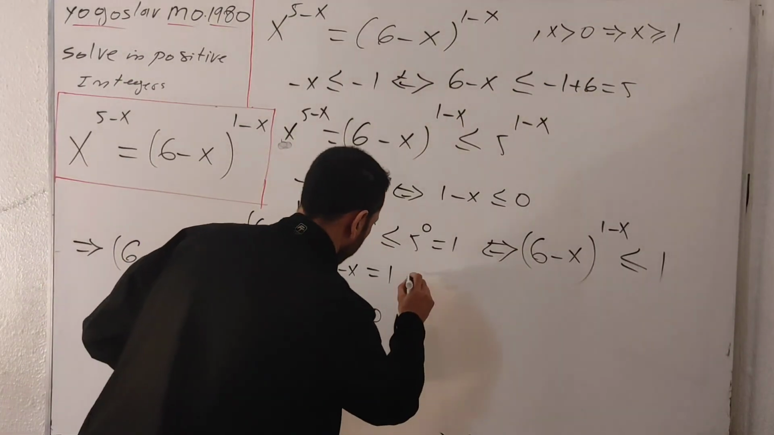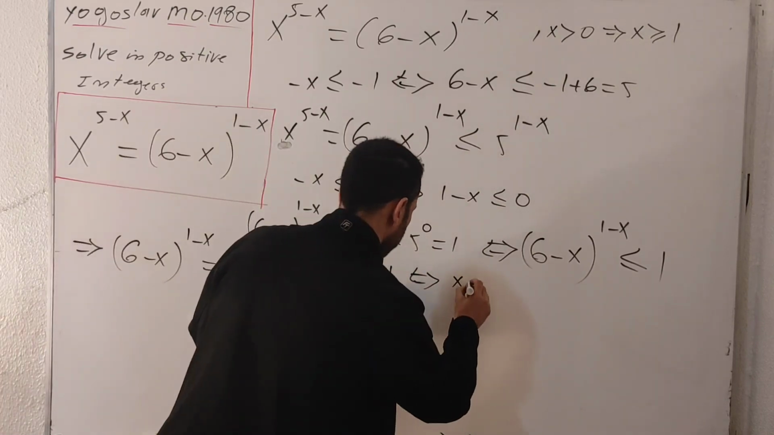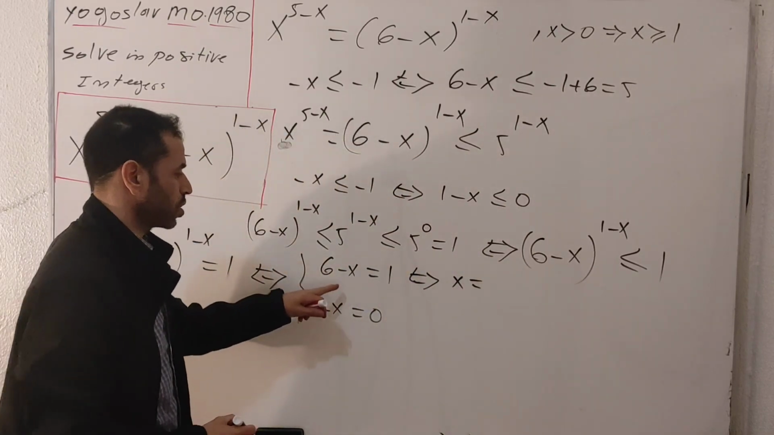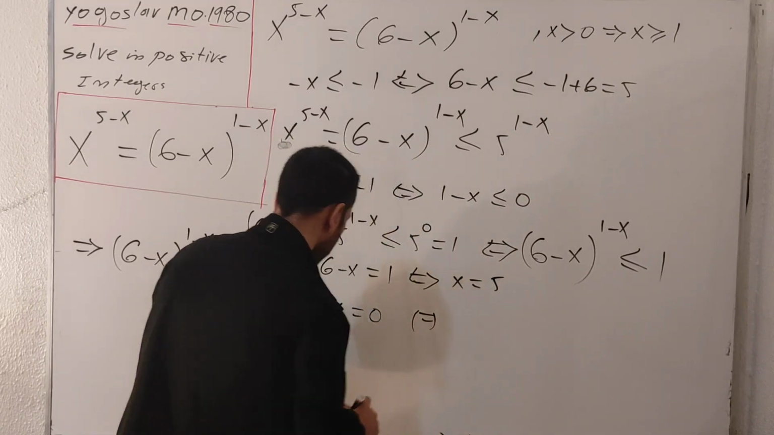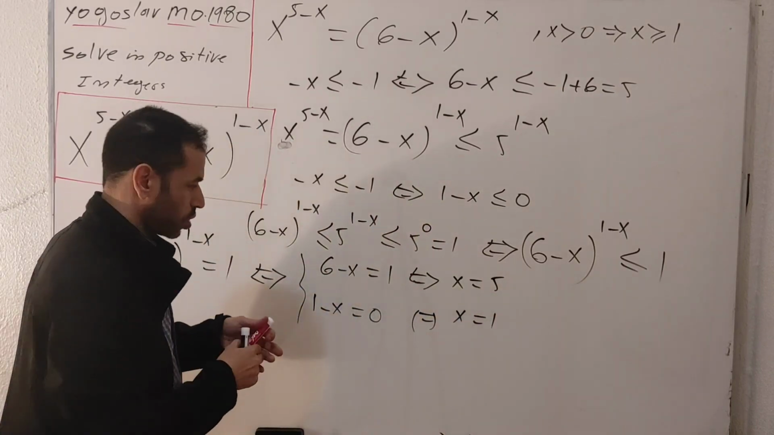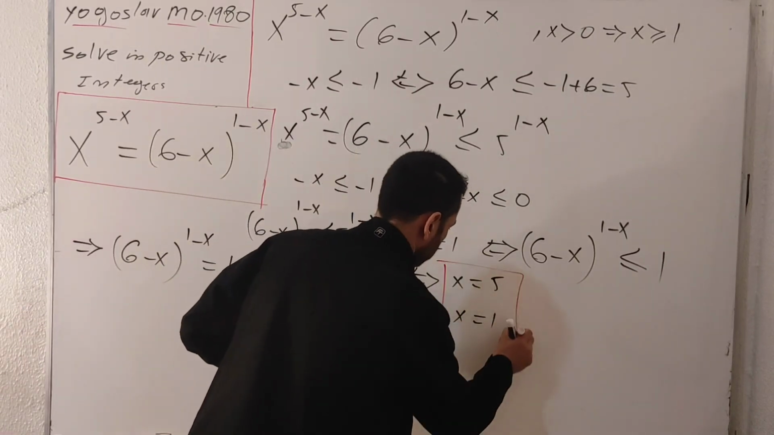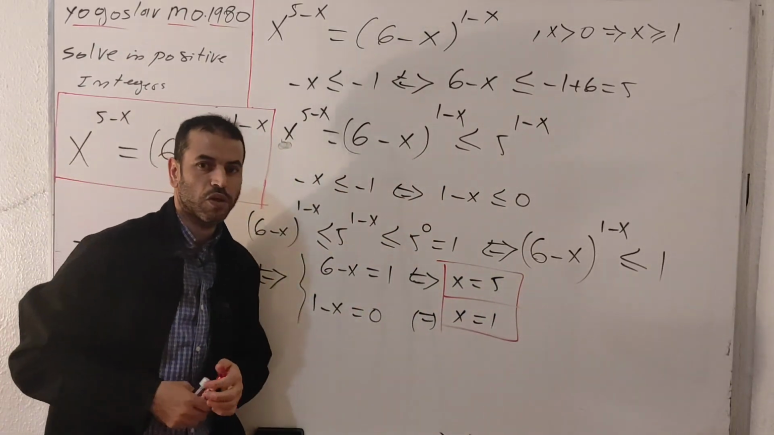So I'm going to solve for x in both. By taking x to the right, I will have 6 minus 1, which is 5, and from the other one I will get x equals 1. So I found two solutions, x equals 5 and x equals 1. These are the only solutions that we found. So I am done with this problem.